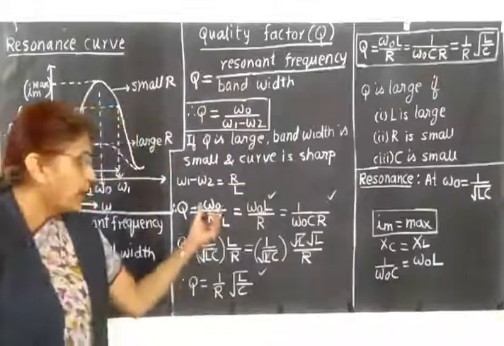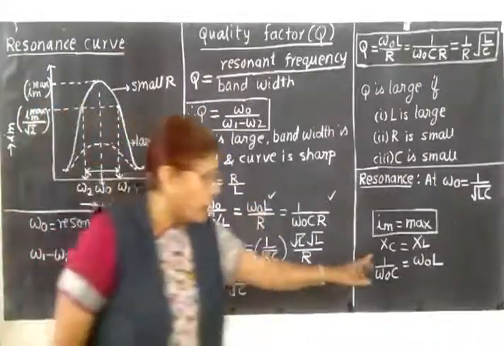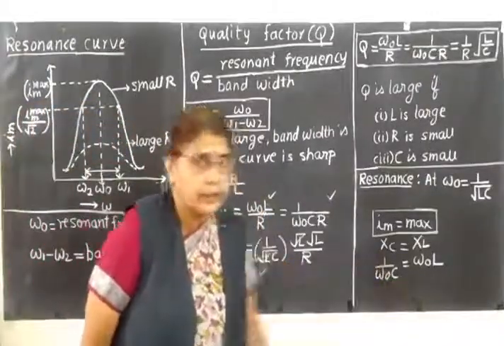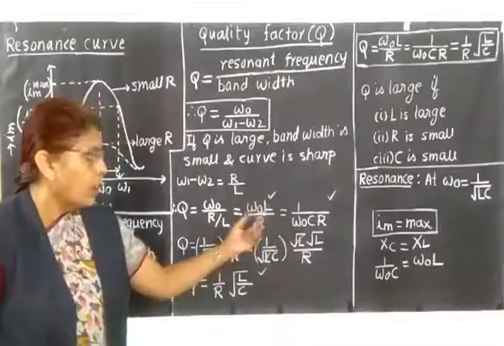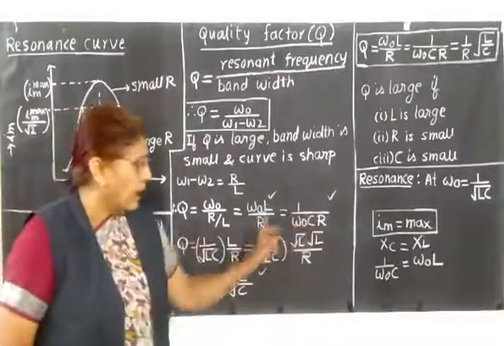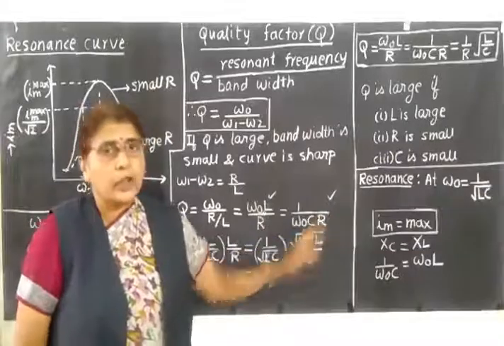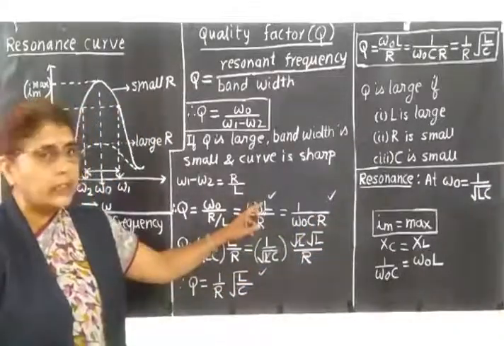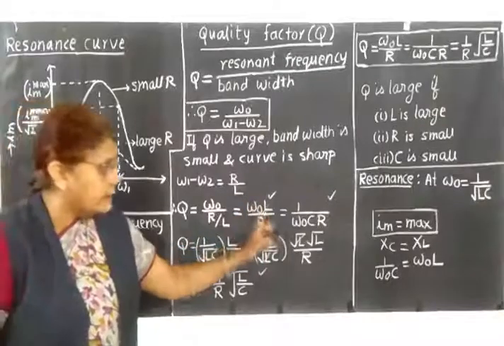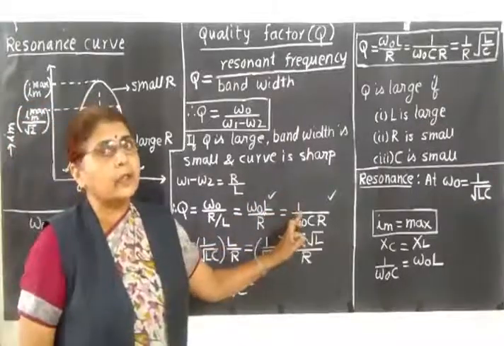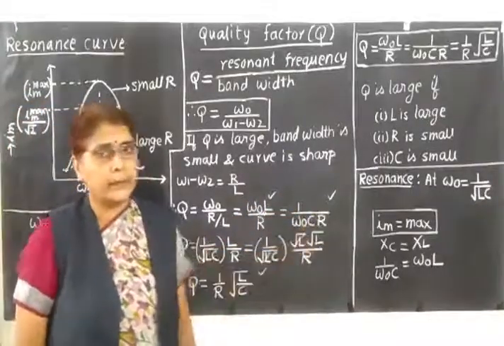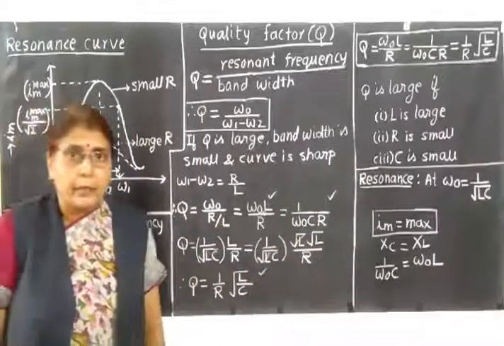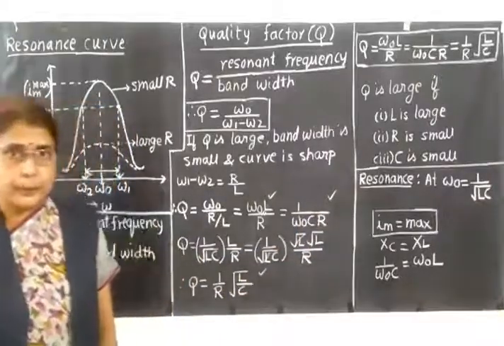So for omega 0 L, we shall put the value as 1 upon omega 0 C. So this is equal to 1 upon omega 0 C and R as it is. So you have got two expressions for the Q value. One is omega 0 L upon R, and it is the same as 1 upon omega 0 C into R. We can find another expression for Q.